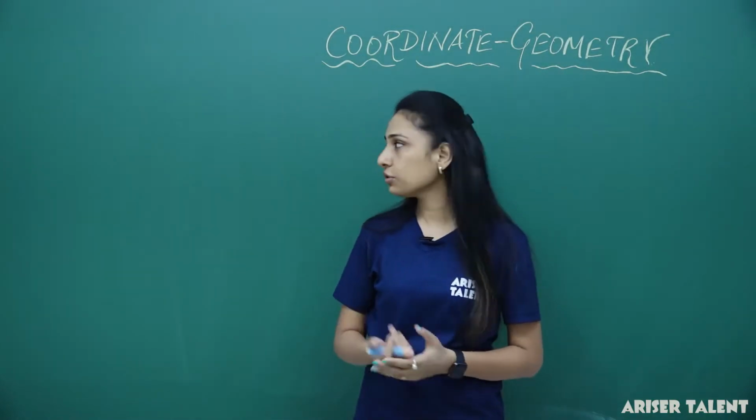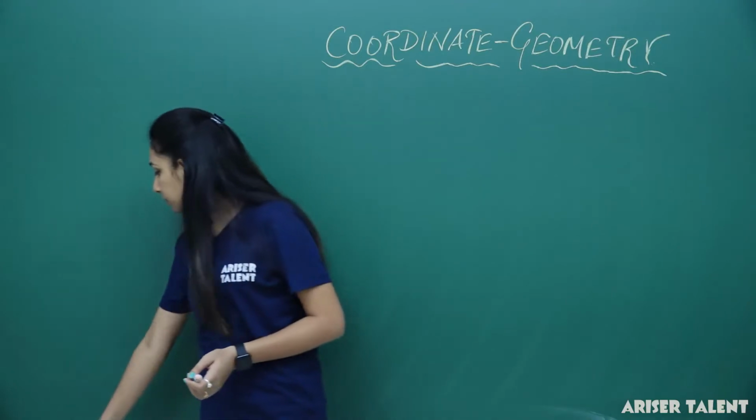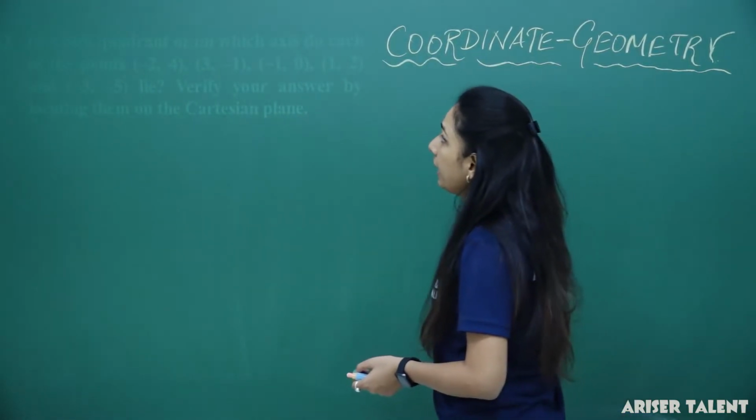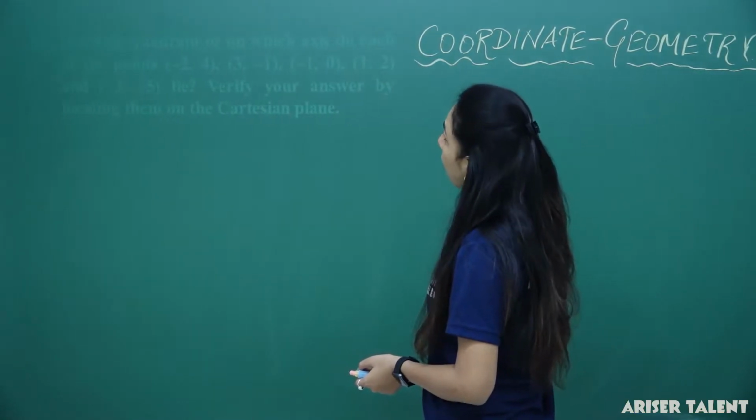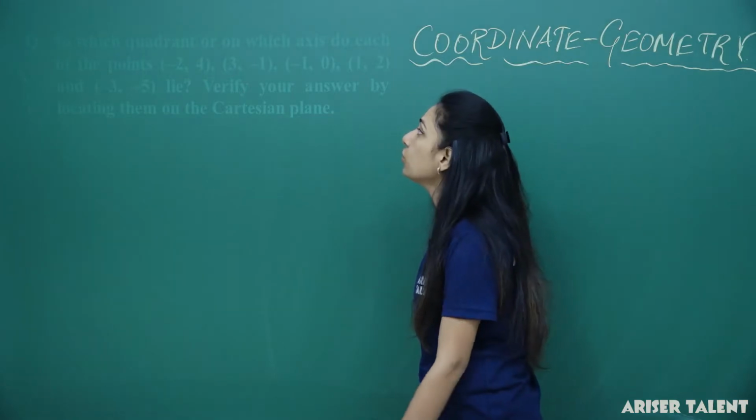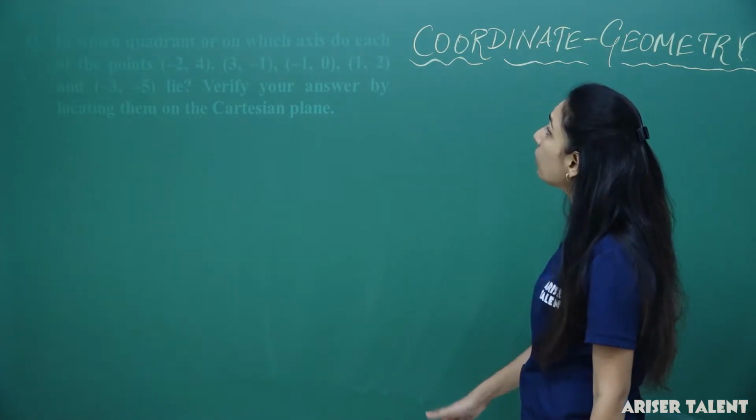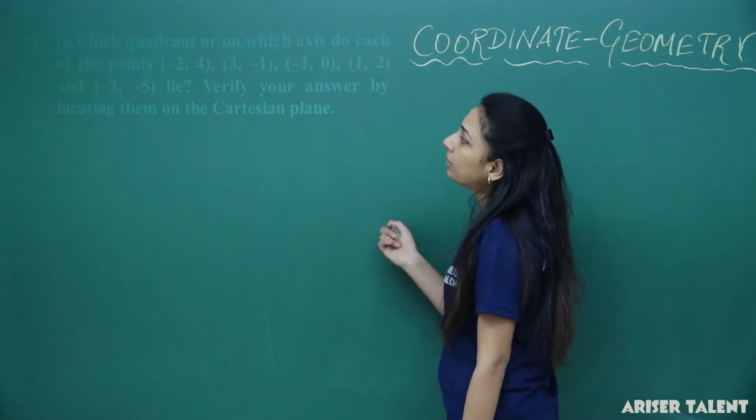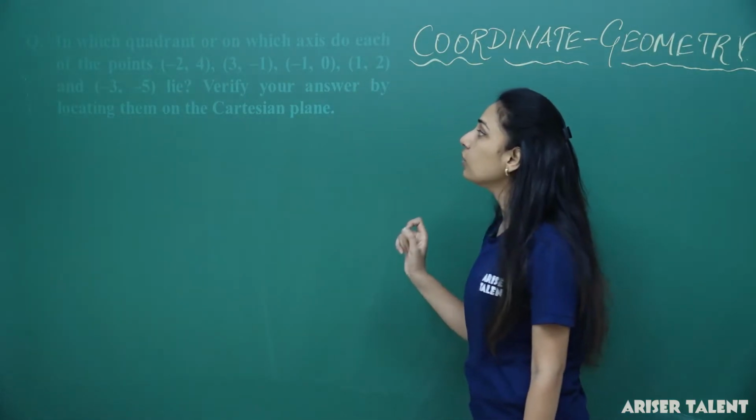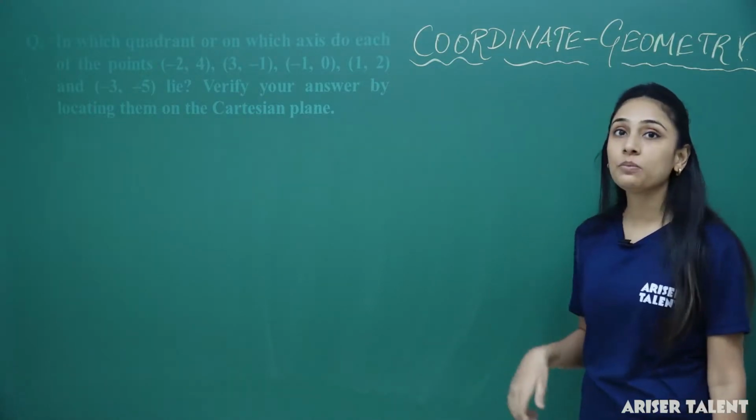So what is the next question we are having? Let's have a look. In each quadrant, or on which axis do each of the points (-2, 4), (3, -1), (-1, 0), (1, 2), (-3, -5) lie? Verify your answer by locating them on the Cartesian plane.